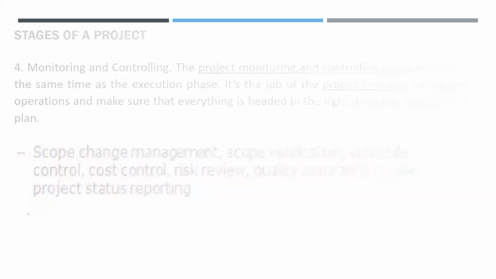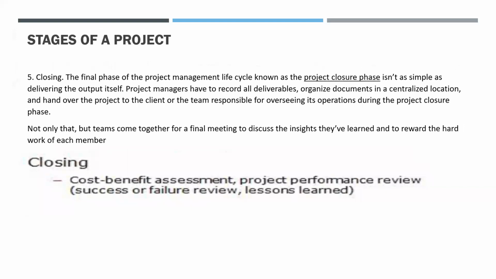Lastly, is closing. Closing includes formally ending all activities of a project or a project phase. Hands off the completed product to others, formally establishes that a project or project phase is finished. Closing is the final phase of the project management life cycle, known as the project closure phase. It isn't as simple as delivering the output itself, actually, guys. The project manager has to record all deliverables, organize documents in a centralized location, and hand over the project to the client or the team responsible for overseeing its operation during the project closure phase.